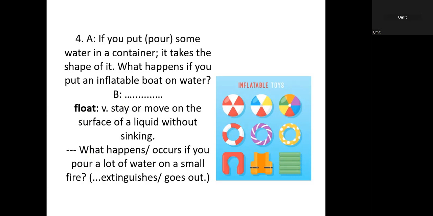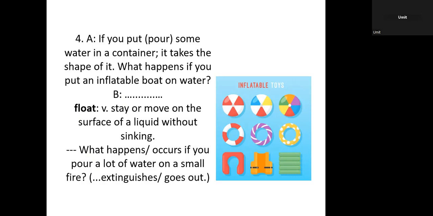Inflatable. I must check it. Let me check it now. Inflatable. What does it mean? Inflatable means, yes, can be inflated. Yeah, we can inflate. We can make it bigger by blowing air in it. Yeah. Okay, it's clear now.